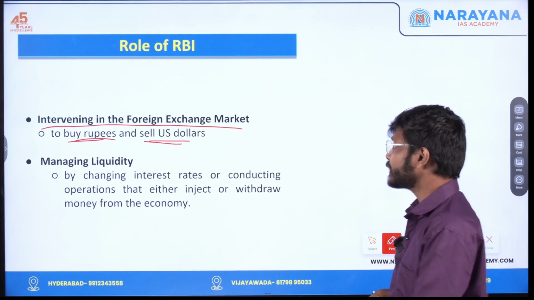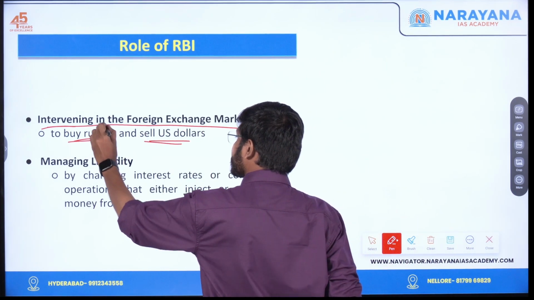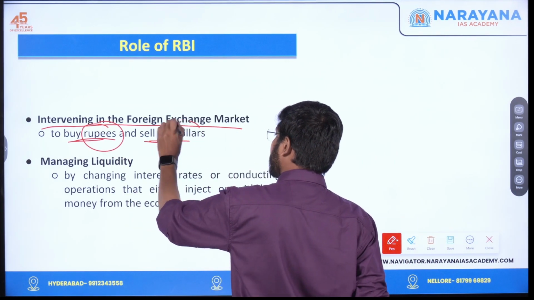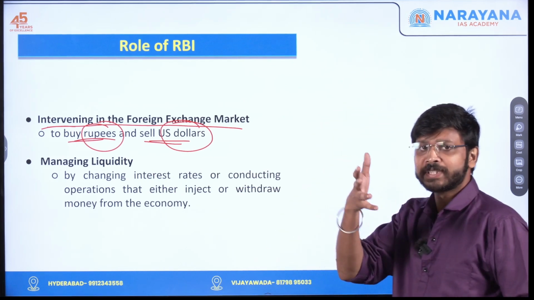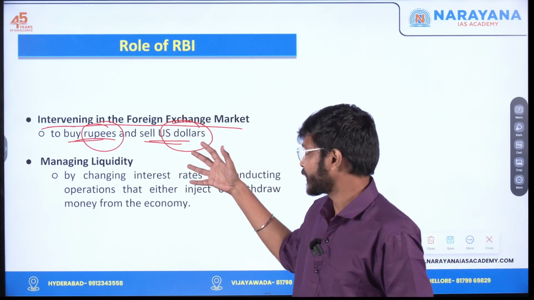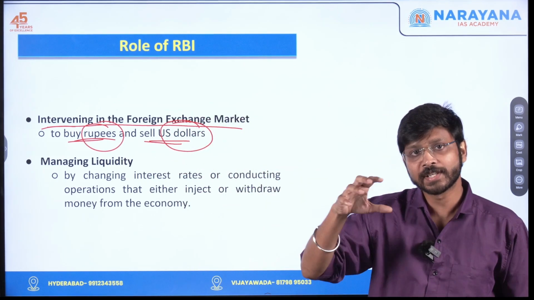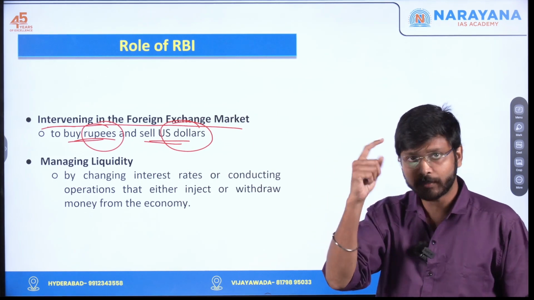What was happening here? They were selling rupees and they were buying US dollars. I already mentioned this point in all the three points. So they were buying US dollars and selling rupees. So what was happening there?